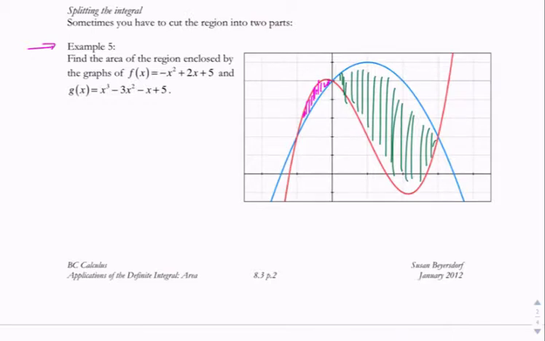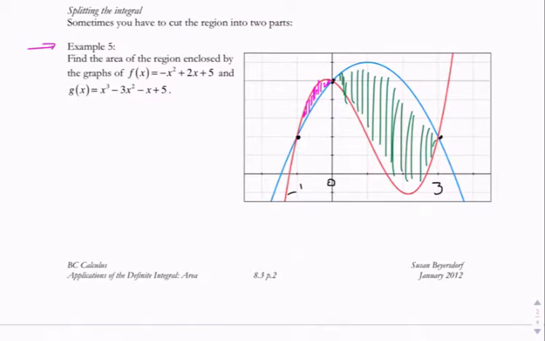In this case, which function is on top? Well, it depends on where you are. So, although this region goes from x equals -1 up to x equals 3, we're going to have to split this integral into two parts. And we'll have to go from -1 to 0 for the pink part and 0 to 3 for the green part.